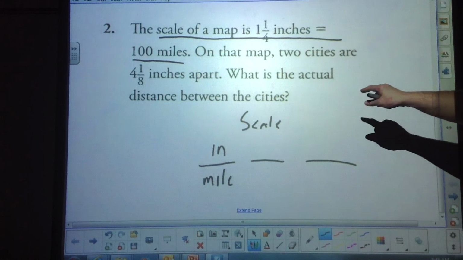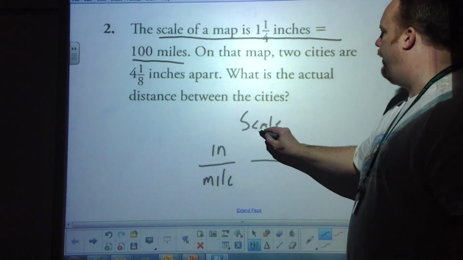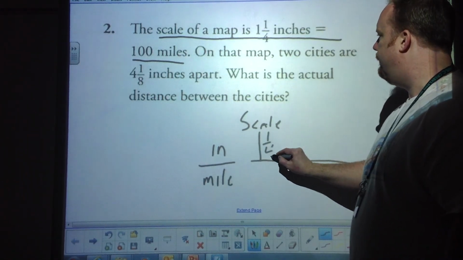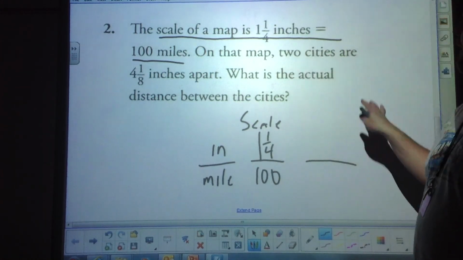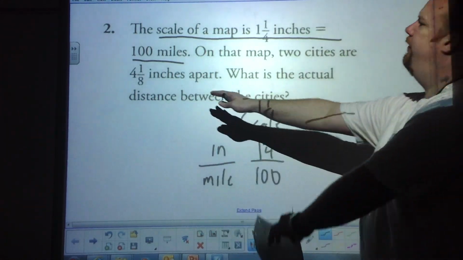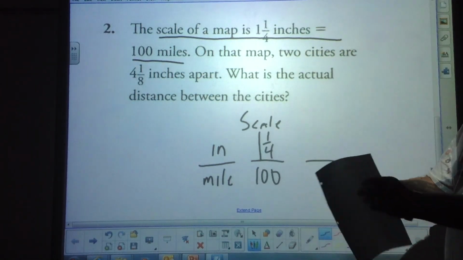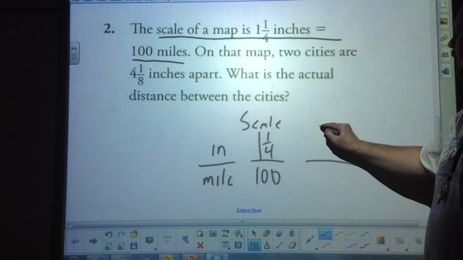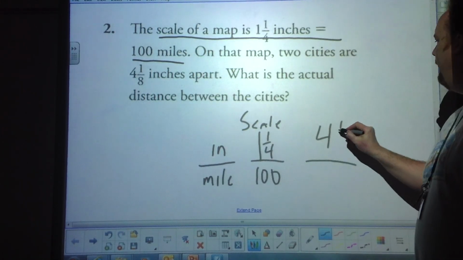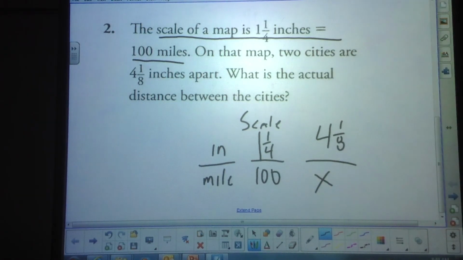And again, we're asking, what is the actual distance? If you're looking for the actual distance, all you got to do is set up a proportion. Put in what you know. This is 1 1/4 over 100. But what we're saying is, on the map, these two places are 4 1/8 inches apart. All right. So if you're looking at the map, you got these two cities. They're 4 1/8 inches apart. We're going to put 4 1/8 up here. We're trying to figure out in reality how much that is.